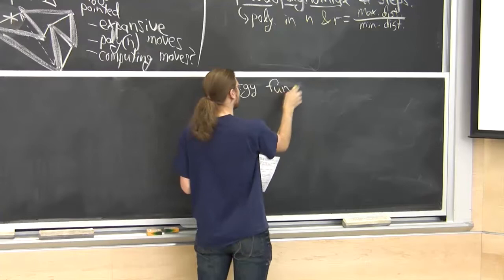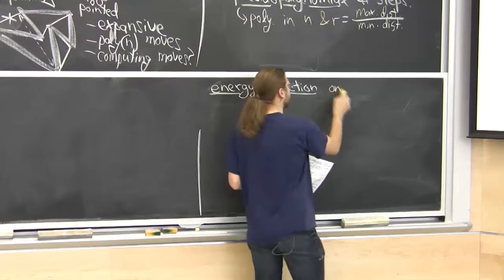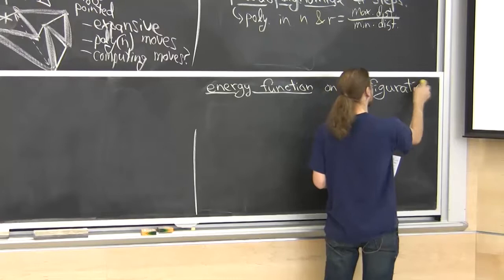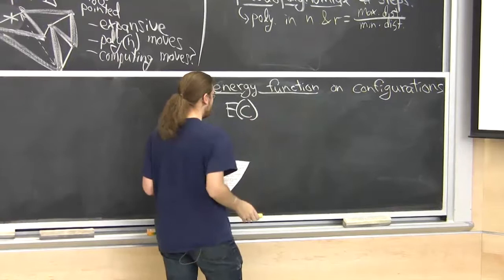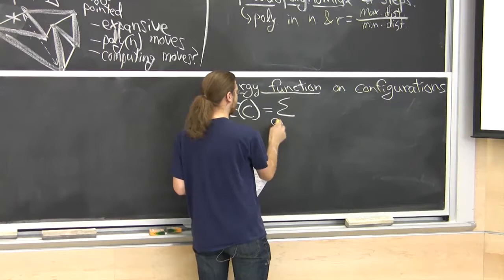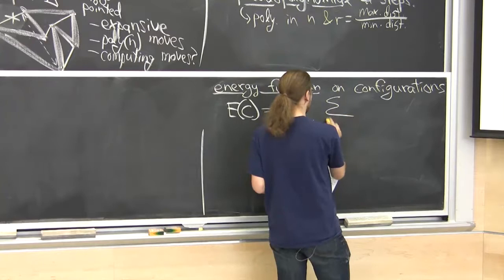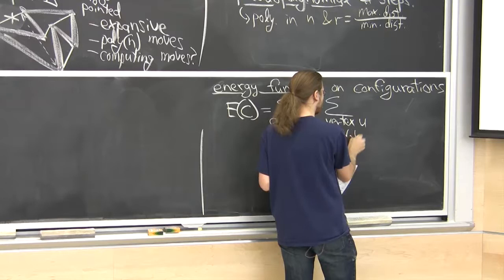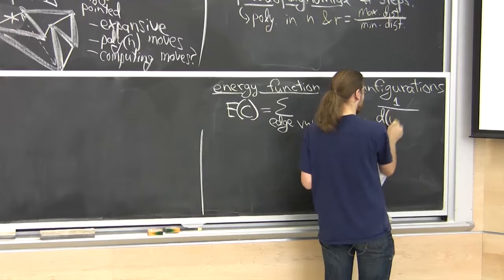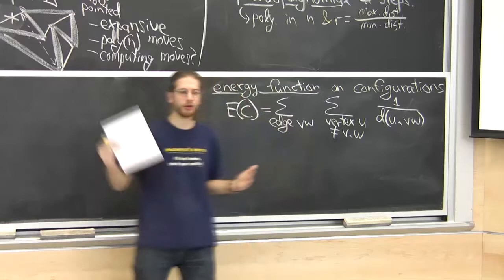That does just that. It's a function on configurations. So I'm going to write E of C. No M in this equation. We're going to sum over all edges VW, and then sum over all vertices U different from V and W. And we're going to take 1 over the distance from U to the edge. This is just saying sum over all non-incident vertices and edges, take their distance.